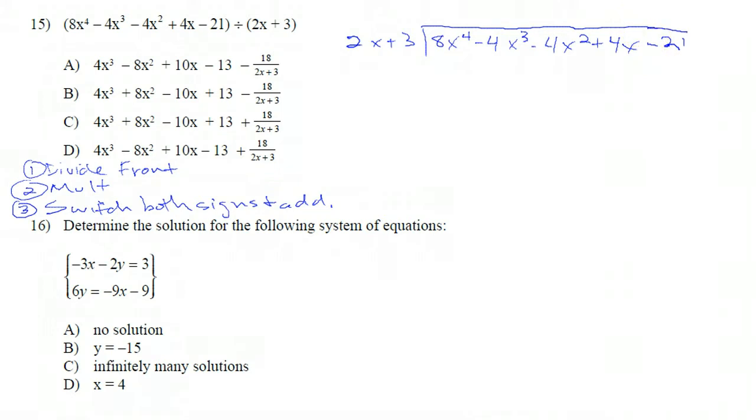And let's go ahead and start. So the front here is 8x to the fourth. The front here is 2x. So if I'm dividing 8 divided by 2, I get a 4. X to the fourth divided by x is x to the third. Next I multiply. 4 times 2 is 8. X to the third times x is x to the fourth.